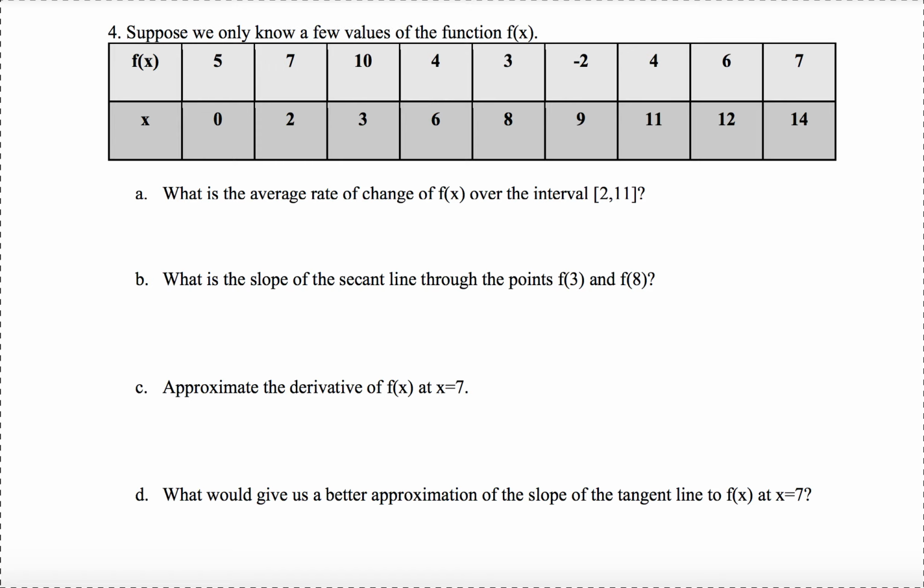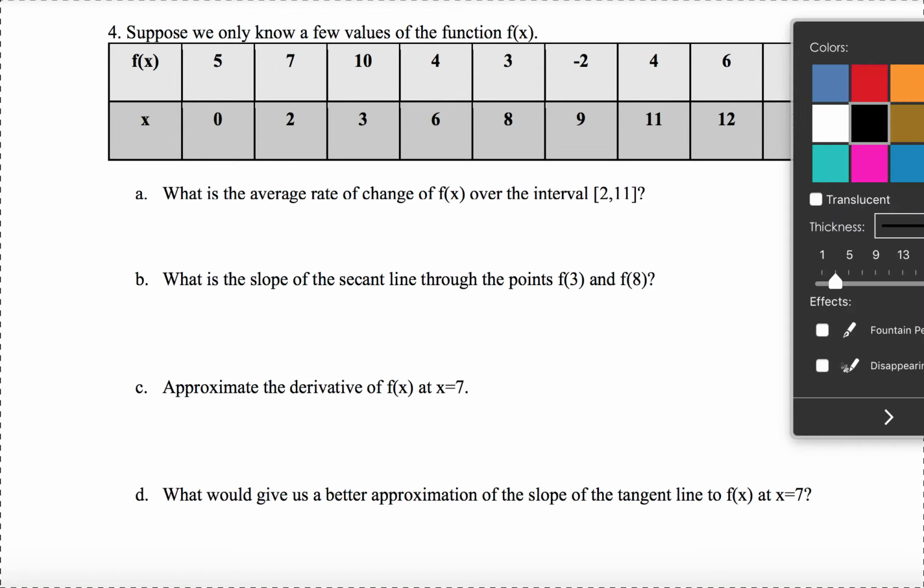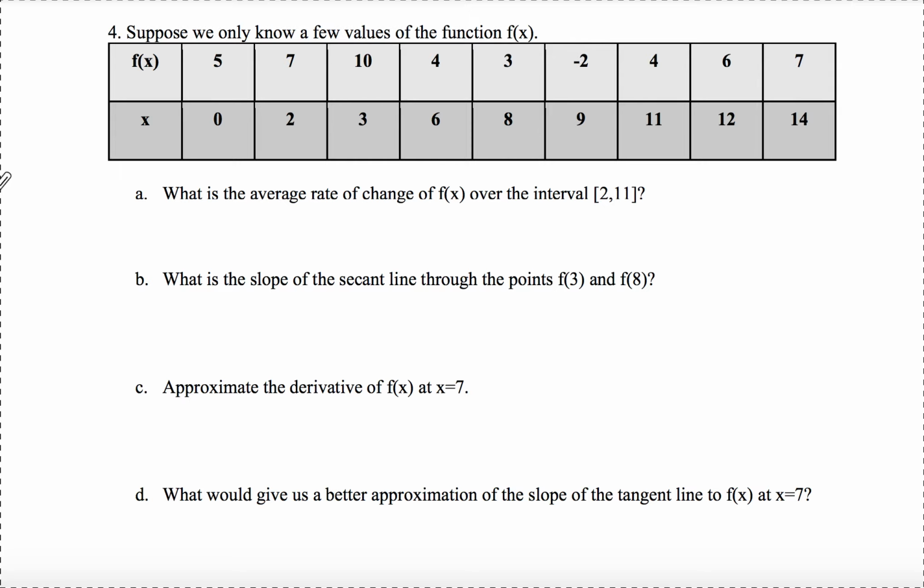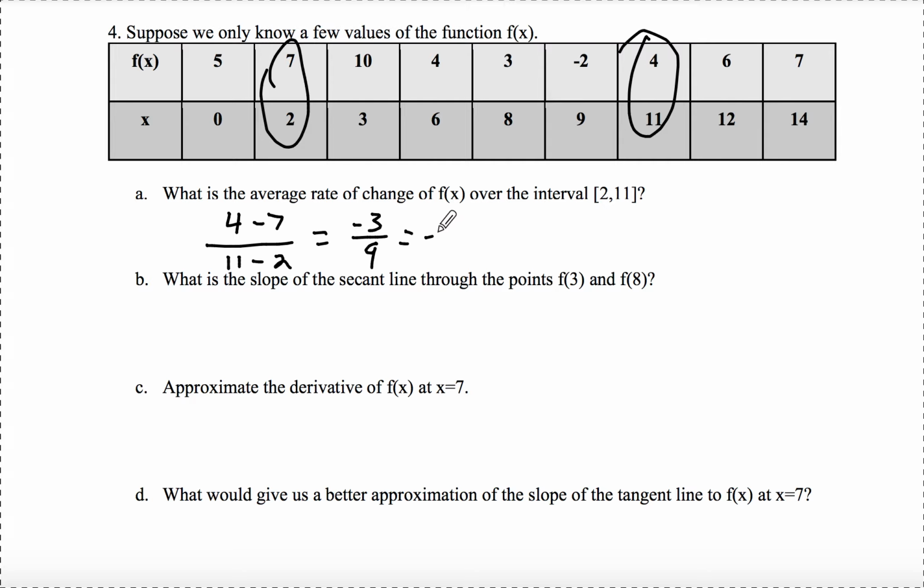All right, let's take a look. If we want the average rate of change on the interval 2 to 11, we need to first identify those values. There we go, and there we go. And we need to do f(b), which is 4, minus f(a), which is 7, over b minus a. So we end up with -3/9 or -1/3. There would be the average rate of change over that interval.